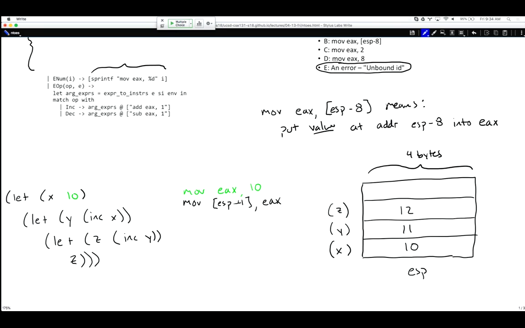Sort of like the first let x, right? This corresponds to this part where we're saying, well, we want to assign whatever value we got from evaluating the 10 expression, that's going to go into x. And we said x is going to end up at this ESP minus 4 location, so that's what maps there.